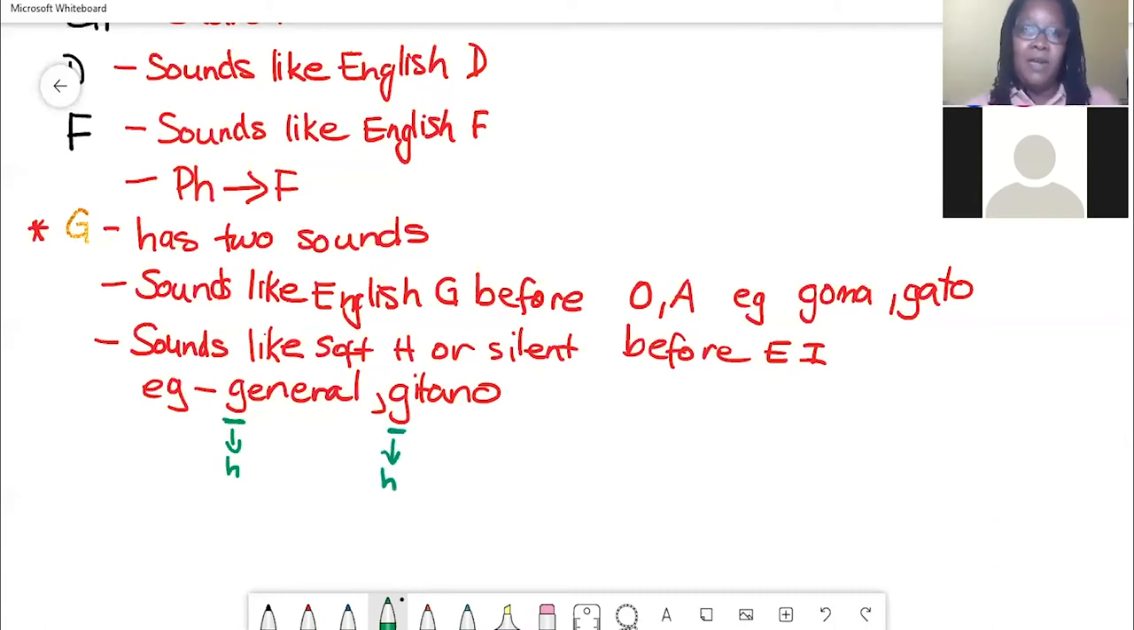But something is missing, right? So we have A, E, I, O. What happened to the letter U? Is it that you don't have any words in Spanish that have G, U? Of course you do. But here's what happens. It's almost as if the letter G is trying to be good, but then it depends on who it ends up with. Because what happens now is this. With the letter U, this is what happens with the letter G.